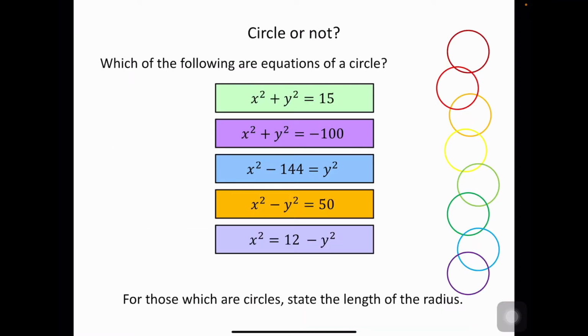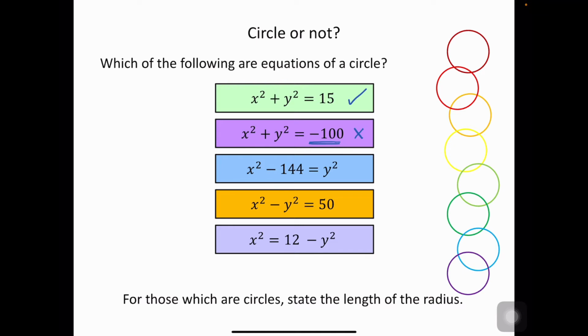Here as well, I'd like you to pause the screen and think about which of these equations are circles and which ones do not represent the equation of a circle. I will go through the answers now. x squared plus y squared equals 15 is the equation of a circle with a radius of root 15. x squared plus y squared equals negative 100 is not the equation of a circle, because this r squared has to be positive. Think about it. How can we have a square number which is not a positive number?